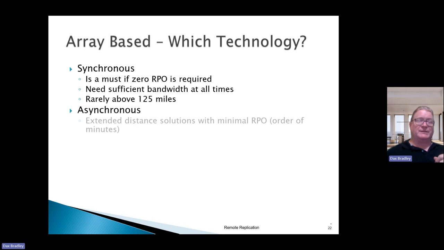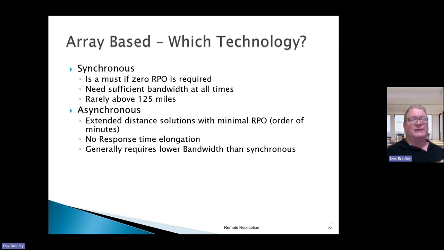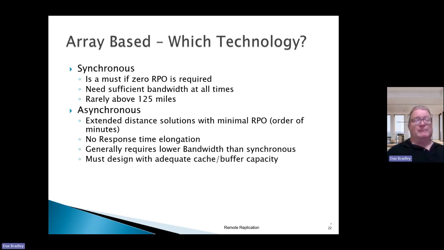For asynchronous, that's ideal when you have extended distances and a minimal RPO. If you can withstand RPO within minutes, that may be the way to go. There's no response time elongation, and it generally requires lower bandwidth than synchronous, so it costs a little bit less to operate. It must be designed with adequate cache and buffer capacity.